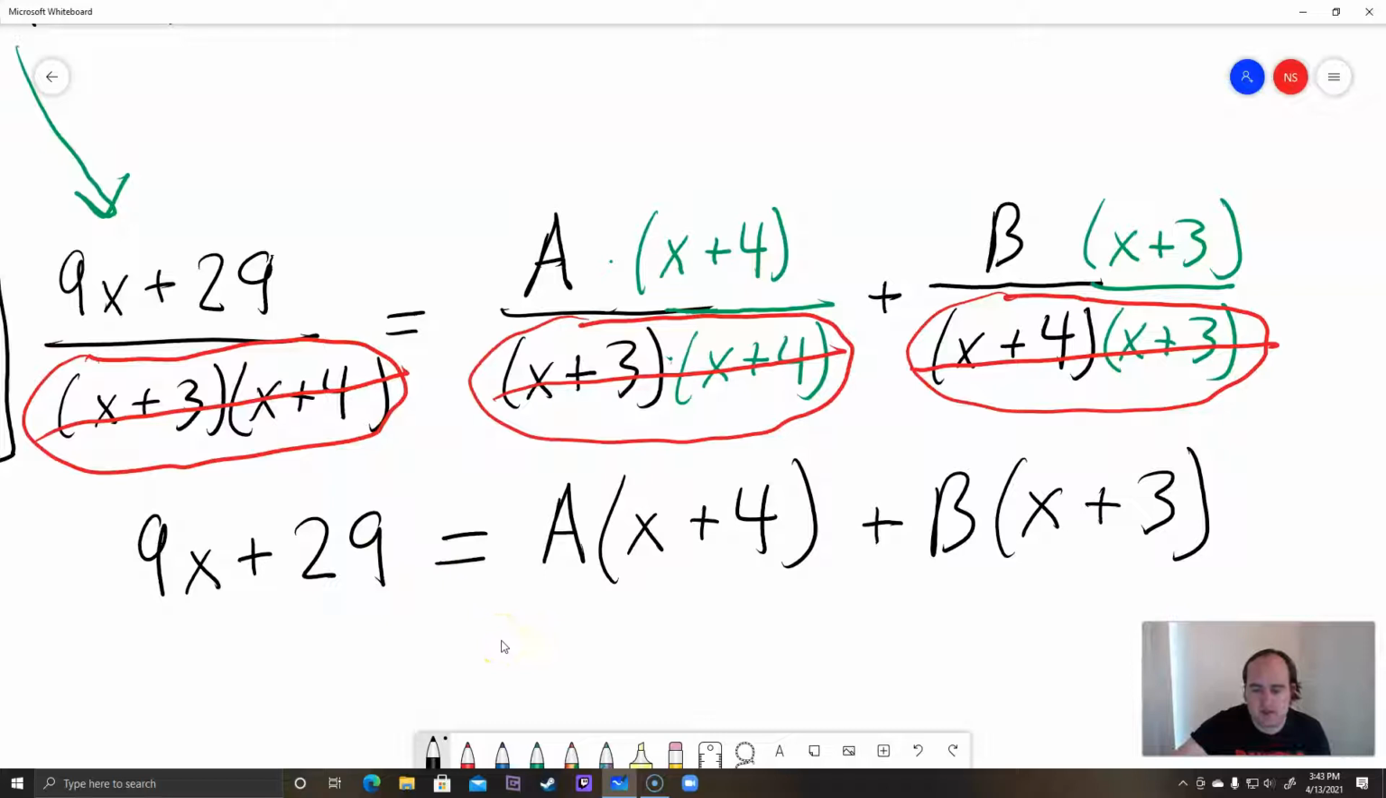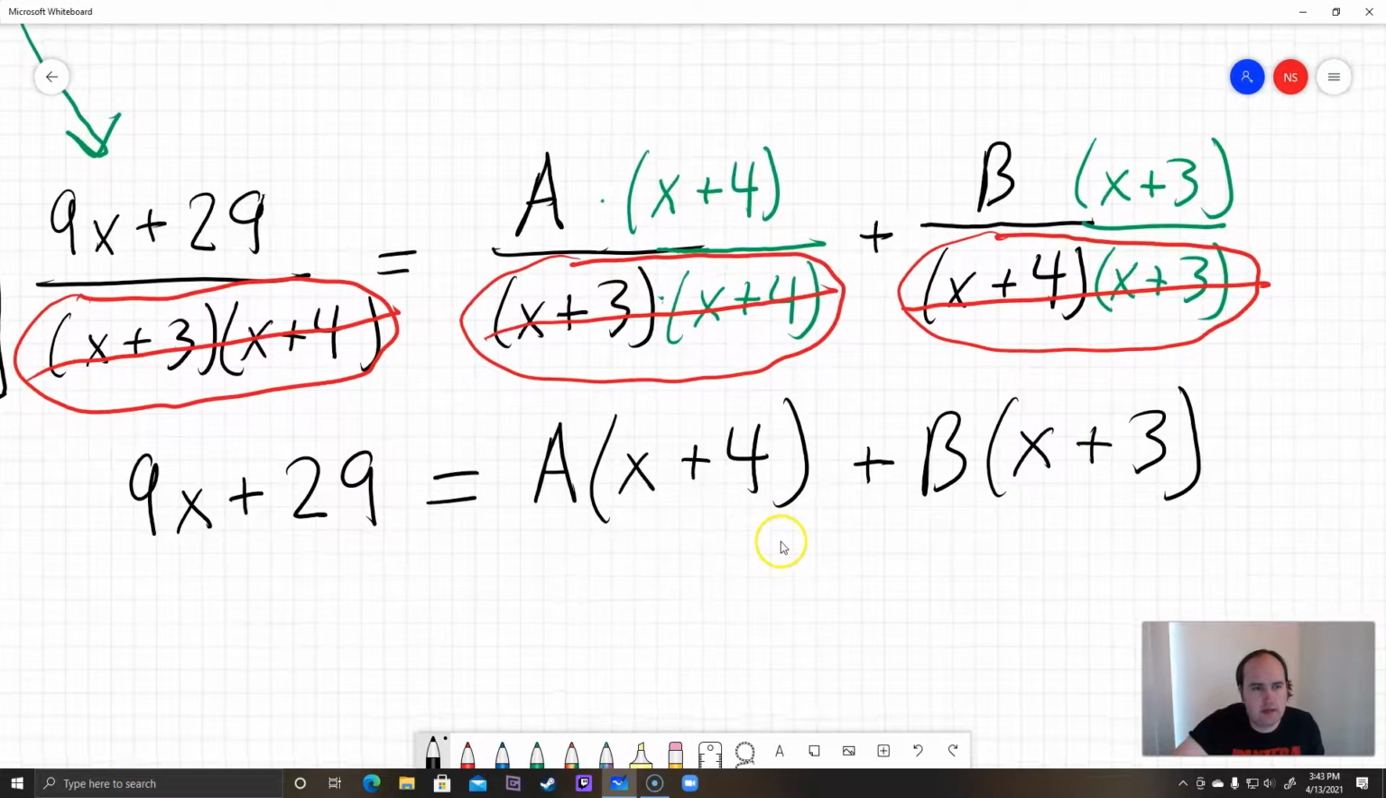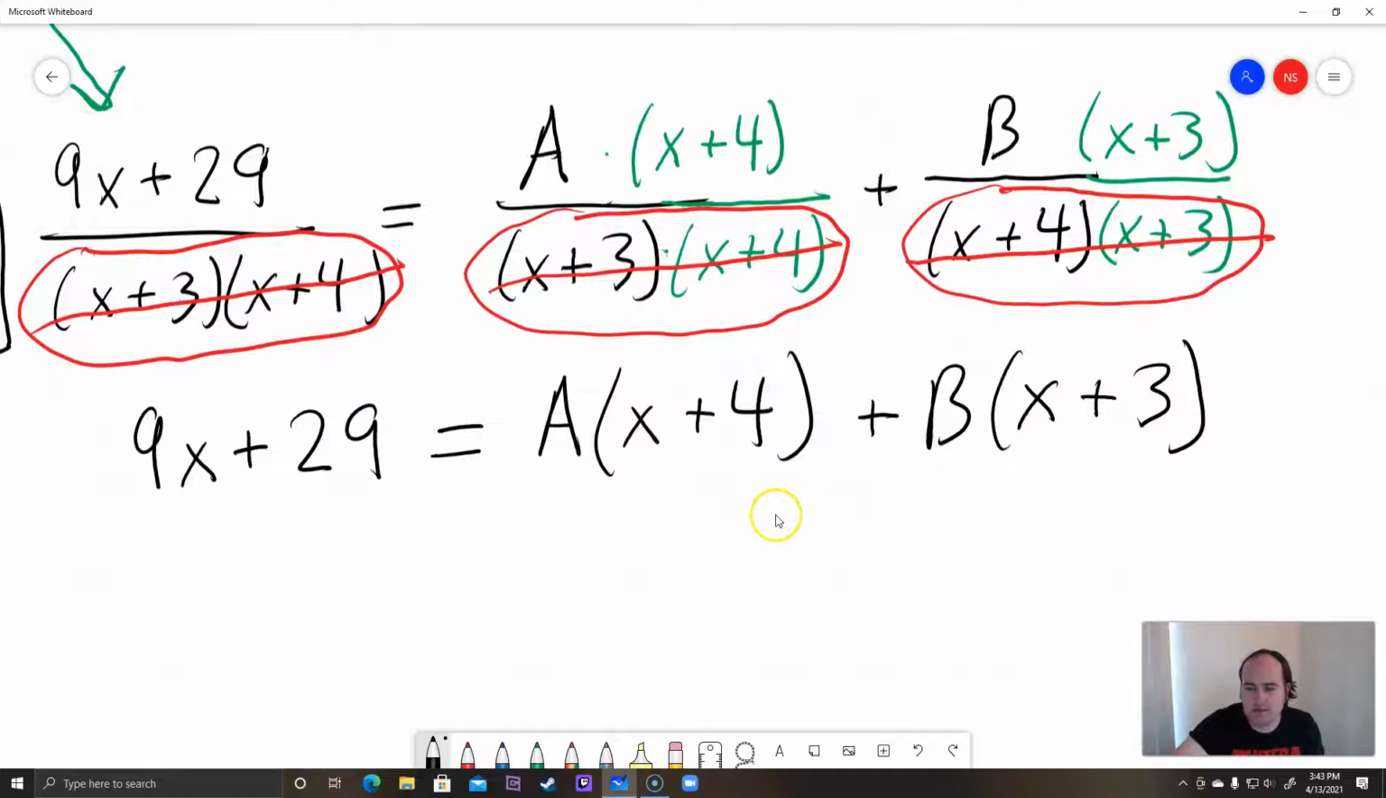And then what can we do from here? Well, actually we've done the hard part. A lot of people don't like fractions, so now we don't have any fractions left over, which is nice. So what we do next is we go ahead and distribute the a and the b on the right side.